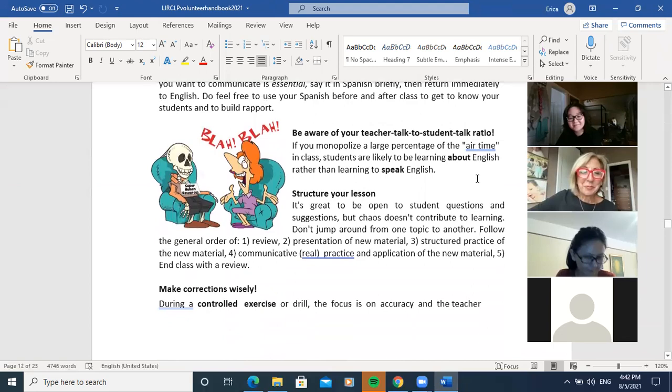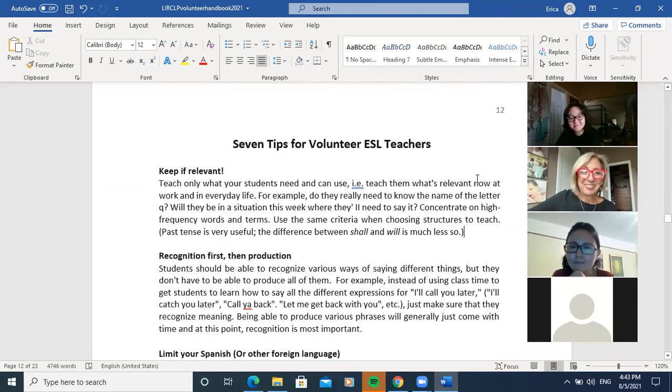Okay. And the last thing I really want to go over is these 7 tips, because they're important. Okay, so keep it relevant. What do you guys think that means? I think it would be meaningful to the student itself, whatever it is that they're needing from this. Yeah, that's a good way to put it. Whatever they're needing, whatever interests them.